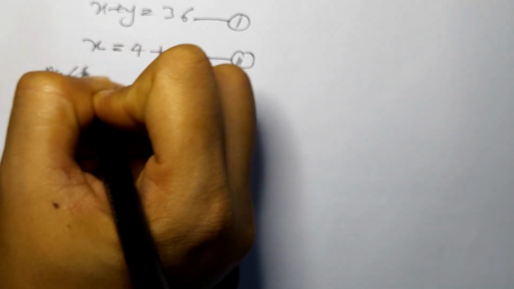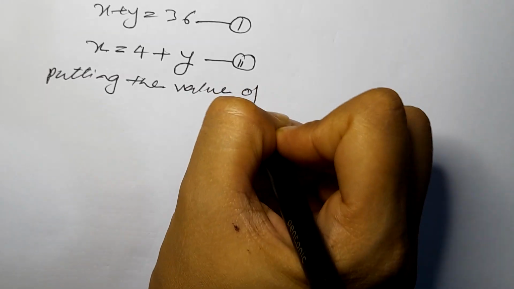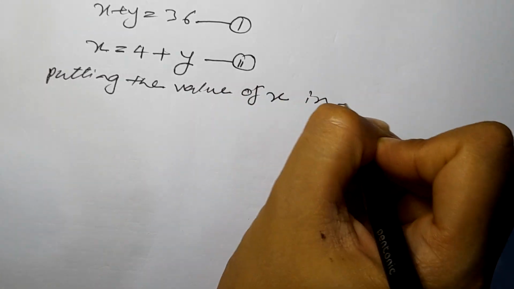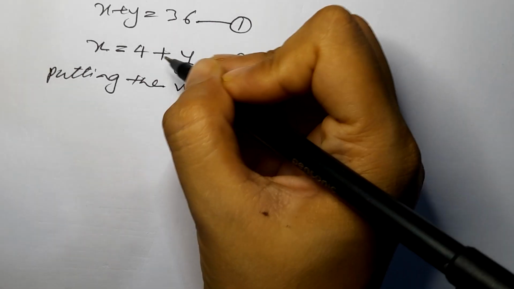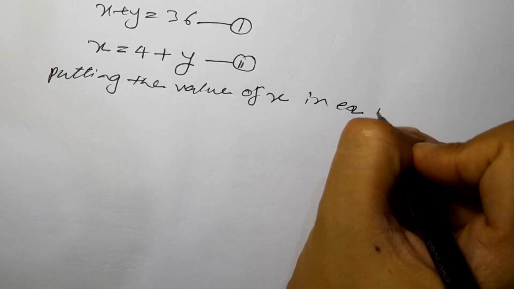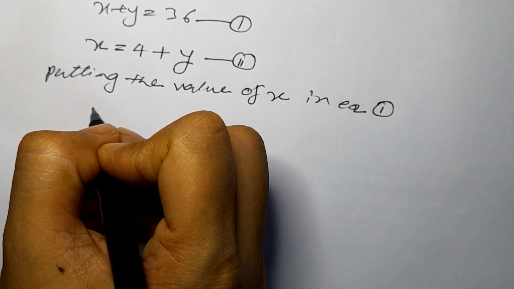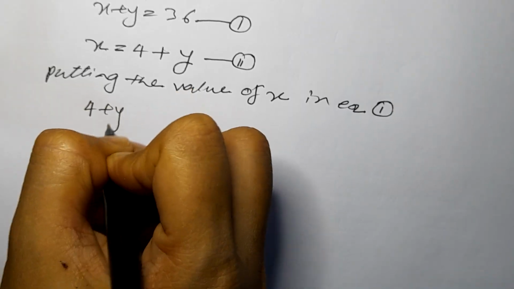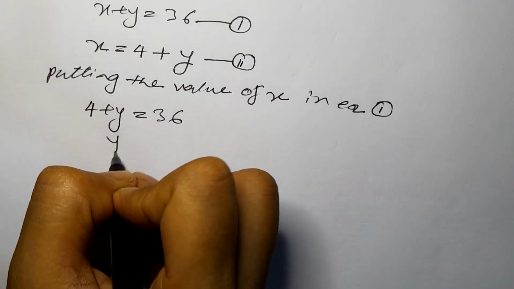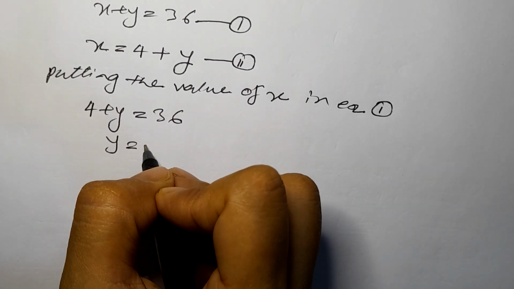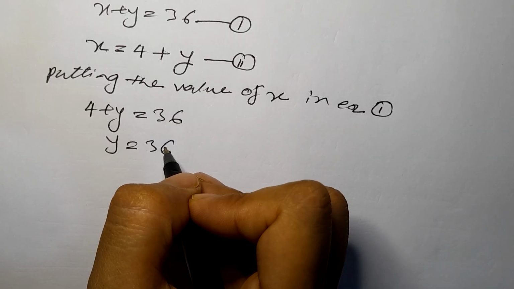Putting the value of x in equation 1. What is equation 1? x plus y equal to 36. Now instead of x it will be 4 plus y, so x will be written as 4 plus y, and this is equal to 36. Now take the 4 to that side, y equal to 36 minus 4.